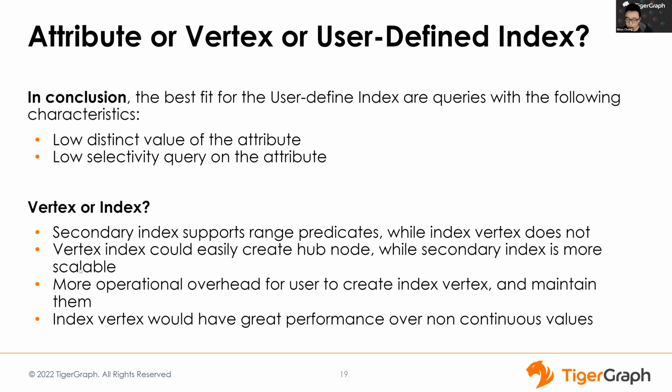And then the last thing is index. Creating a vertex would have better performance over non-continuous values, because the vertex does a massive parallel traversal, and it is also in memory all the time, right? But obviously indexes would use less resources, therefore it may not be as fast as vertexes, but it's more resource saving.